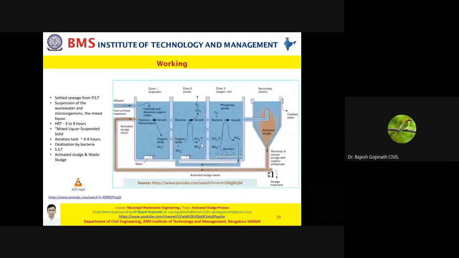Okay, now with this brief understanding, let's try to understand how your ASP actually works. Now more or less I'm sure you have an idea of how it works, but let me try to explain to you in a simple way. Now basically what happens is, when it comes to the working of your activated sludge process, the sewage after treatment in the primary sedimentation tank, that is after primary treatment, okay, it is entering into your aeration tank.